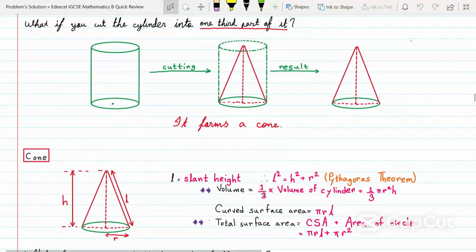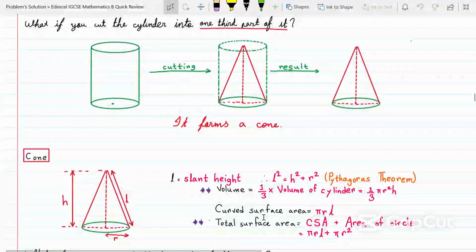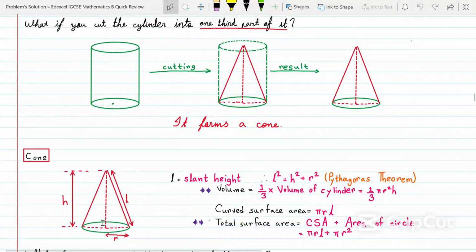So the volume of the cone equals one third of the volume of the cylinder, therefore one third pi r square h. The curved surface area for the cone equals pi r l, and the total surface area for the cone equals the curved surface area plus the area of the circle, therefore pi r l plus pi r square. So I hope you guys are clear.